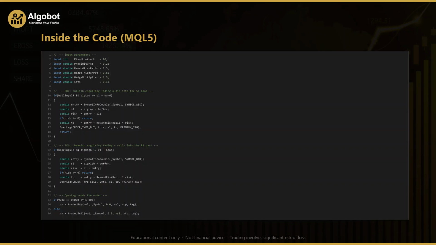Now look at the buy block. The condition reads, if bull engulf is true, and the signal candle's low is at or below S1 plus the band. In plain English, the most recent two candles formed a bullish engulfing pattern, and that candle dipped into the S1 support band. When both are true, the entry price is taken from the ask.